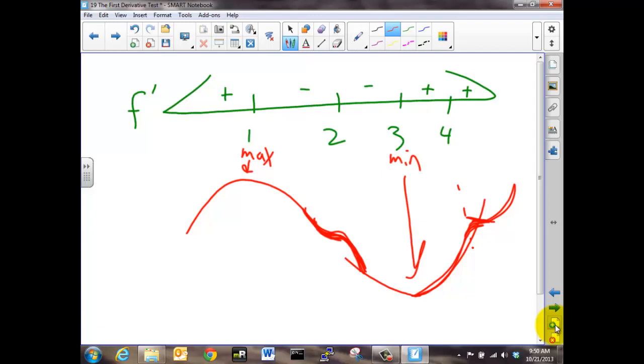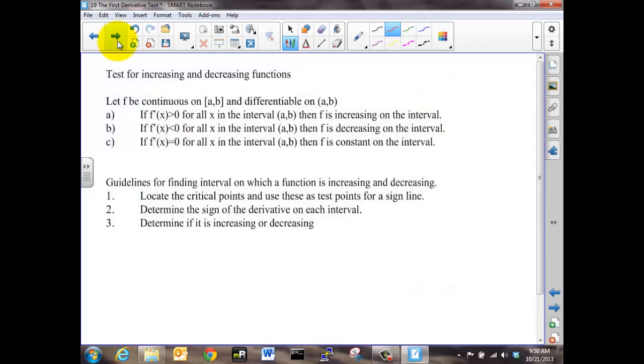Okay? So to summarize what we've talked about here, all of these words on the next slide summarize everything you just told me. If the derivative is positive, the function's increasing. If the derivative is negative, the function is decreasing. If the derivative equals 0, then it's constant.